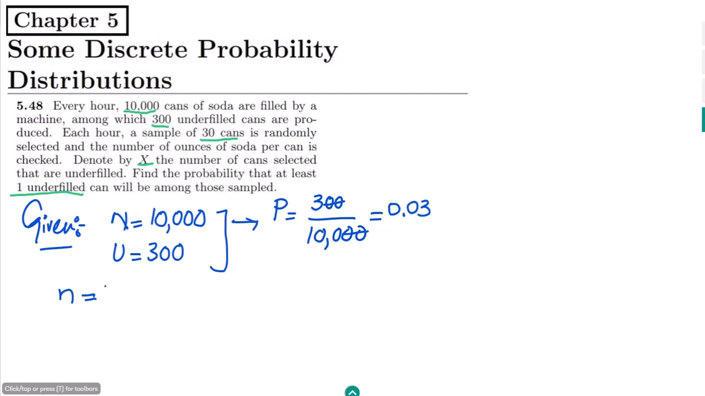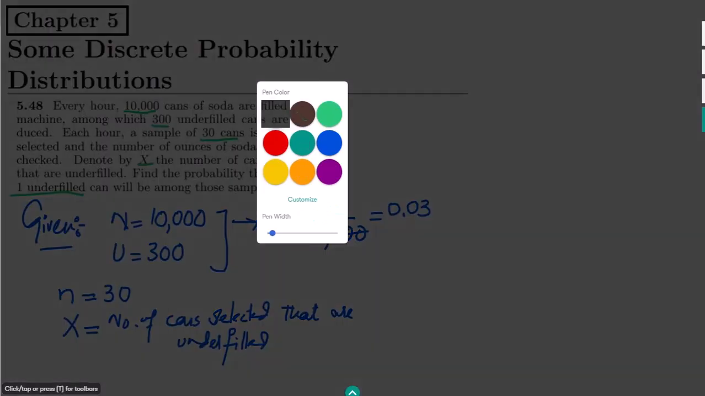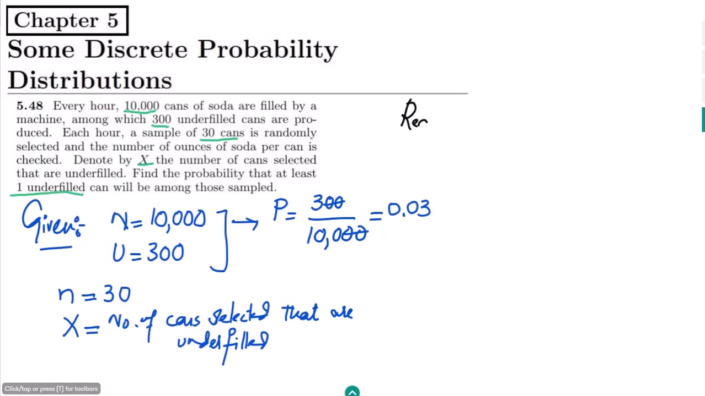Each hour a sample of 30 cans is randomly selected, so n is 30, and we have X, the number of cans selected that are underfilled. So what do we have to find out here? Let me write the required data. We want to find the probability that X is greater than or equal to 1.